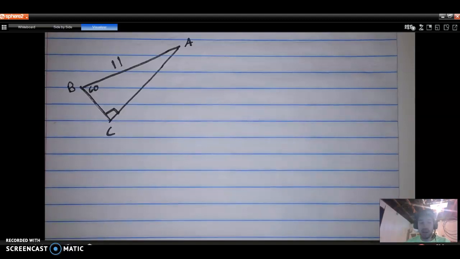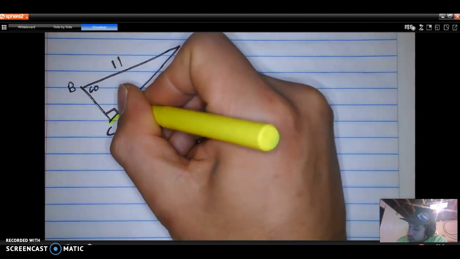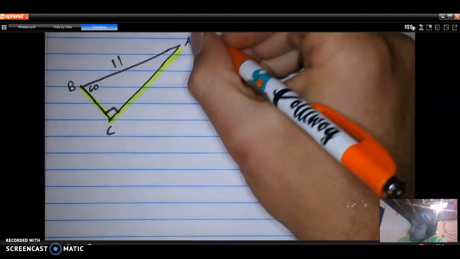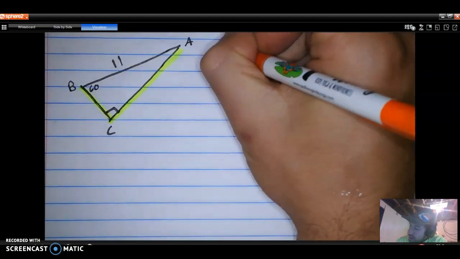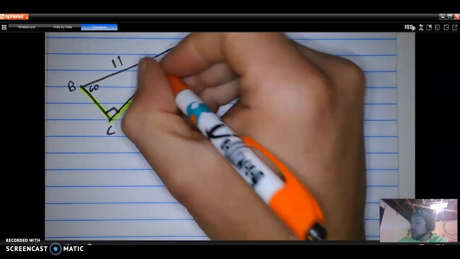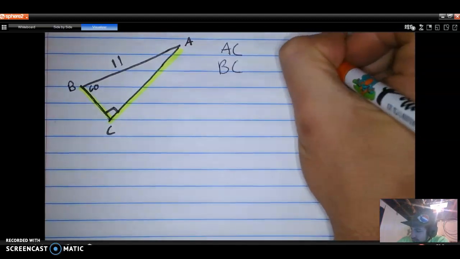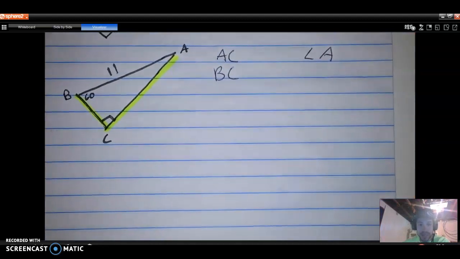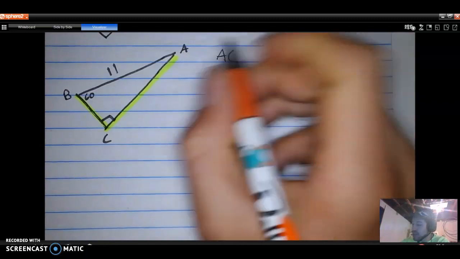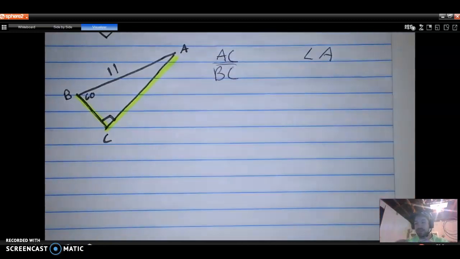So for solving right triangles, essentially what we're doing is we're trying to find all the missing pieces in this triangle. Now, I want you to notice in this triangle, we're trying to find two sides, so side AC and side BC, and we're trying to find one angle, angle A. We need to find all of these pieces. Now, I would recommend starting by finding one of our sides first. I'm going to start with side AC.